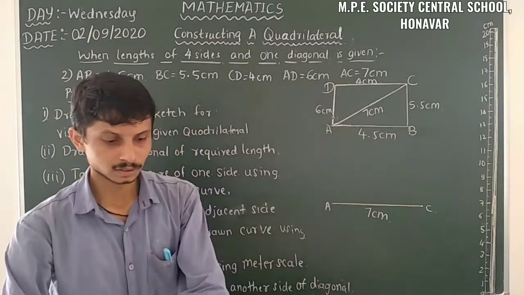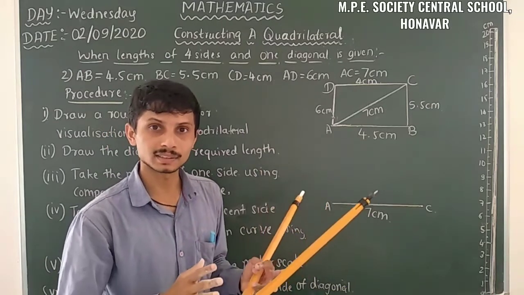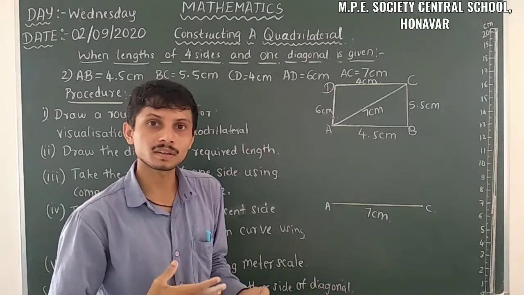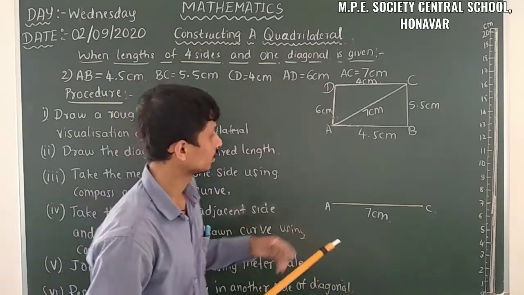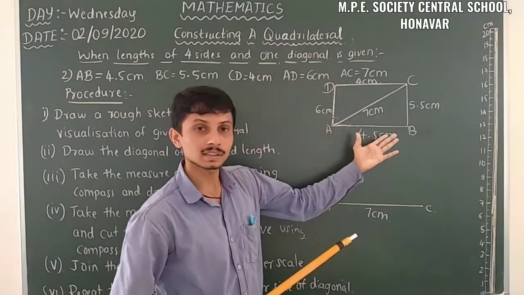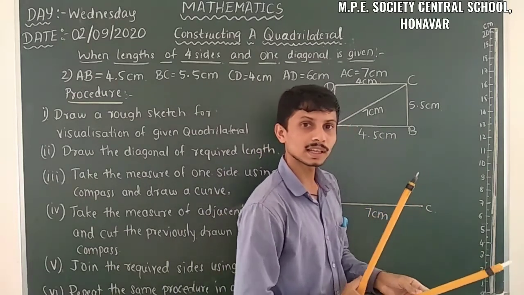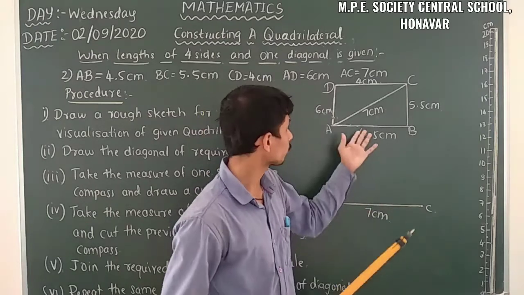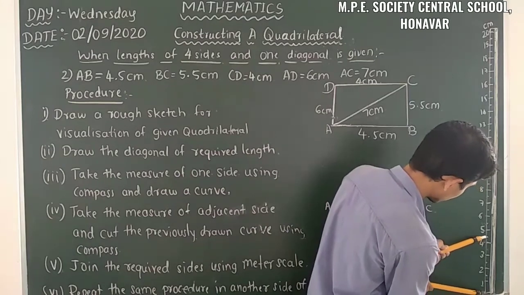Then what you have to do? We have to select one of the sides, whether it is above the diagonal or below the diagonal. Previously I did it above the diagonal. Here I will take it below the diagonal. So firstly I will take the length of AB. It is 4.5 centimeter. Using the scale and compass, I will take the length of 4.5 centimeter.